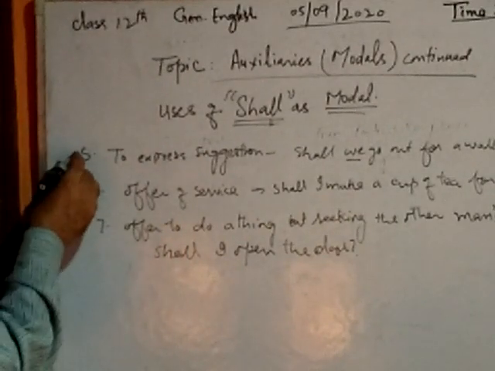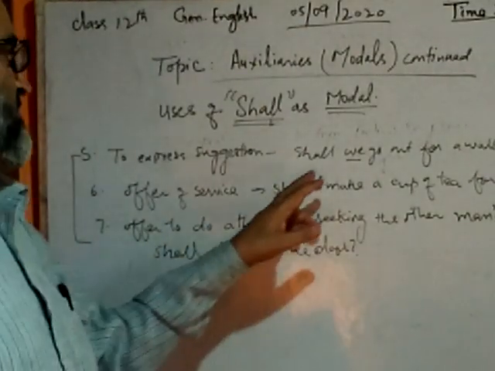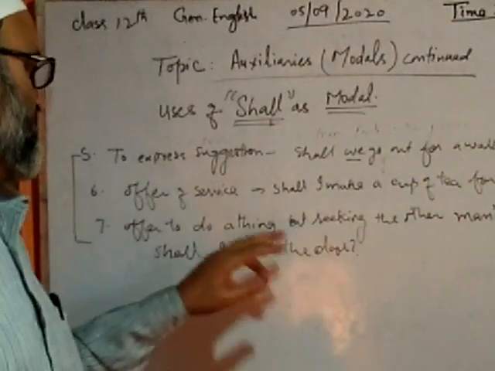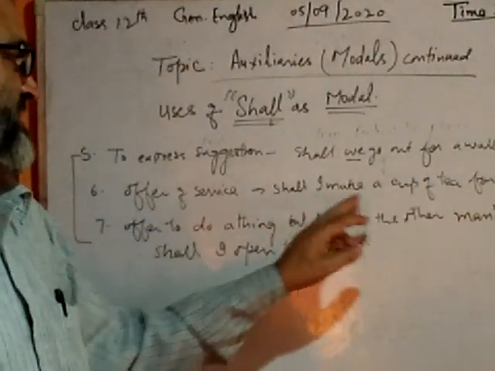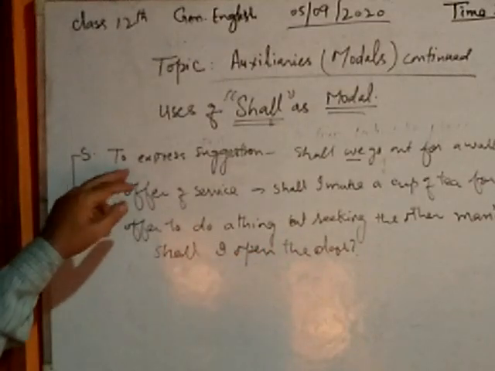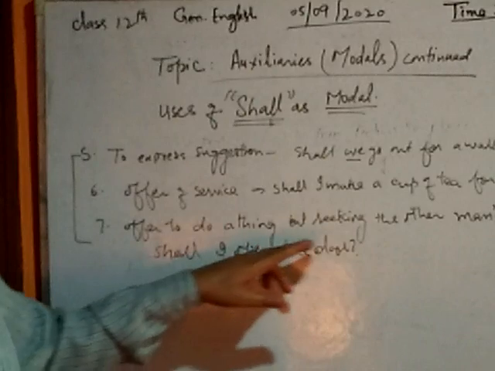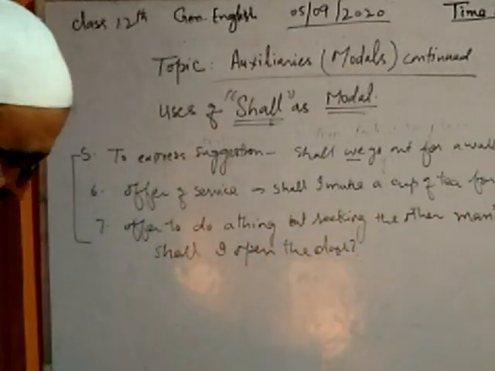Dear students, aapne dekha, fifth, sixth or seventh mein, with first person jo hai, yeh istemal karte hain question banane ke liye. Yahan sabhi jagah aapne dekha question. Shall we go out for a walk? Shall I make a cup of tea for you? Shall I open the door? To express suggestion, offer of service, offer of service but seeking other man's permission.